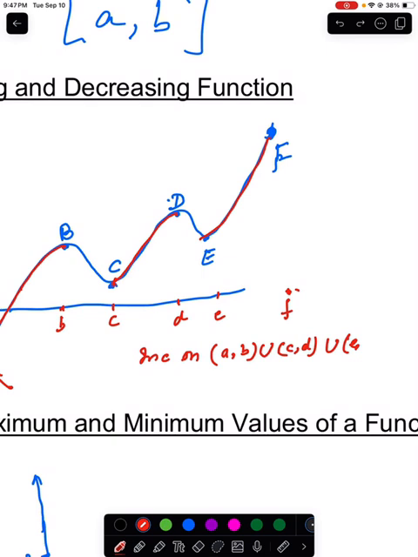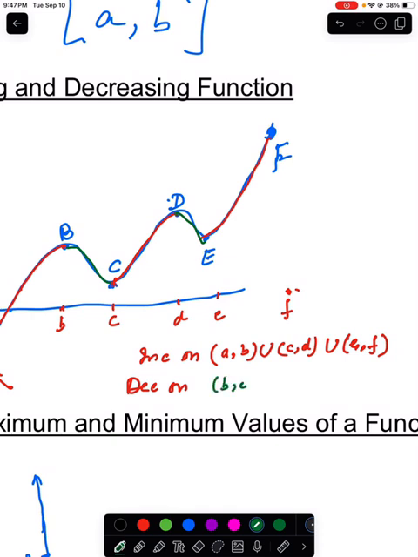And let's look at decreasing. So decreasing is when you feel like we are going downhill. So for example, from B to C, you feel you are going downhill, and from D to E, you feel you are going downhill. So decreasing on the BC interval, union DE interval.